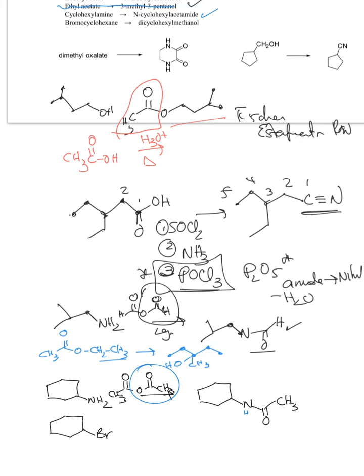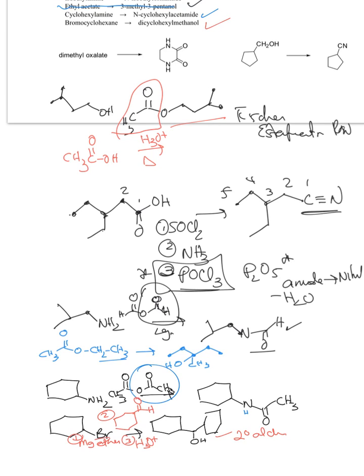Bromocyclohexane, and you want to make dicyclohexylmethanol. That's a secondary alcohol. So you should be able to just react this with an aldehyde. So you can react that with cyclohexylaldehyde, add magnesium and ether to make the Grignard, and then quench that after you add the aldehyde with some acid to make a secondary alcohol. Because Grignards will react with aldehydes to make secondary alcohols.